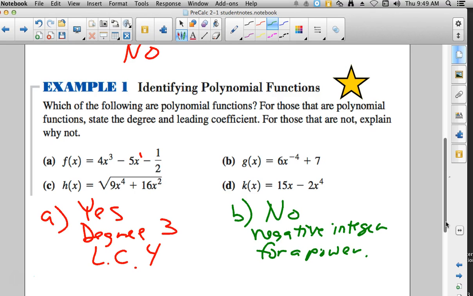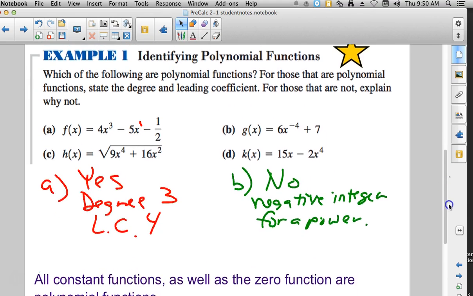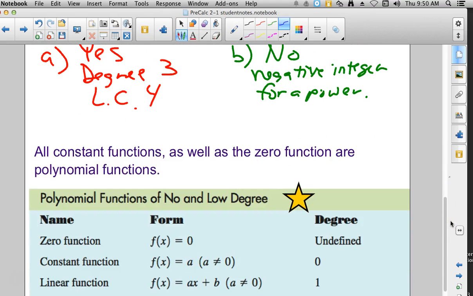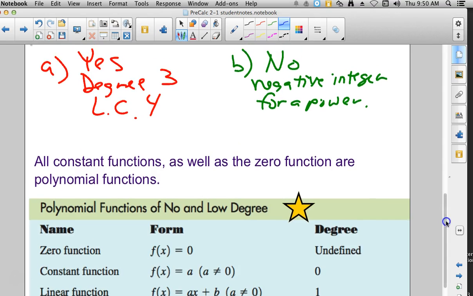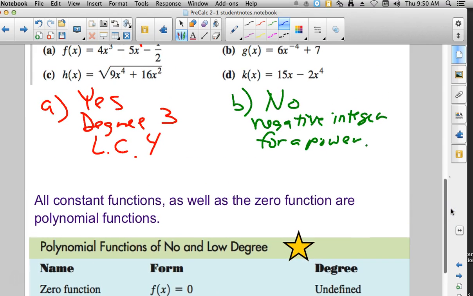That's bad news. We don't want that. You could also just say, no, the powers are not all whole numbers. That would cover it as well. All right, C says we have this thing called h of x, and we want to know whether or not that is a polynomial function. What do you think?